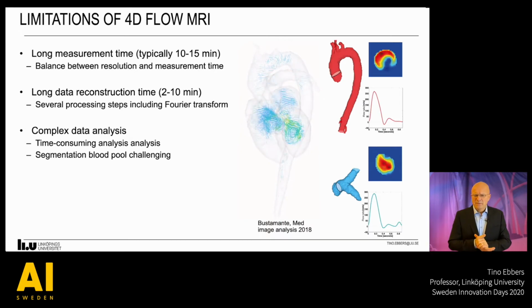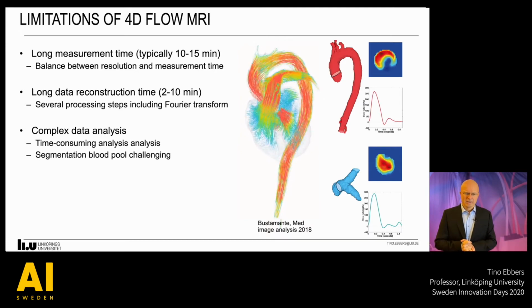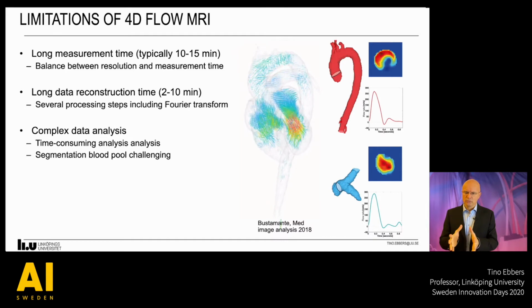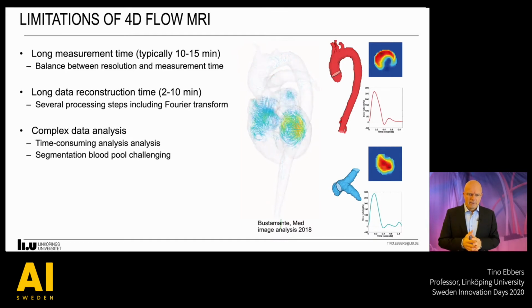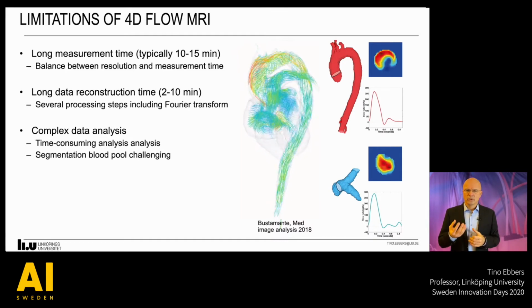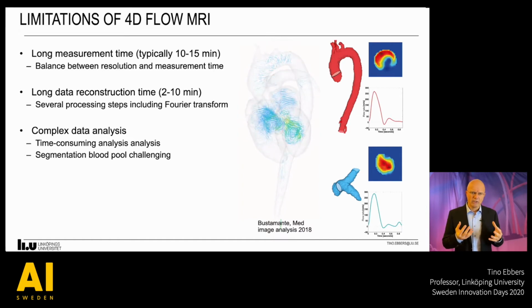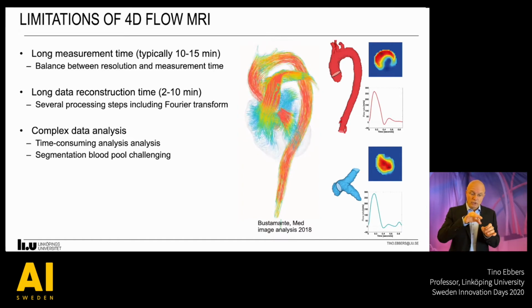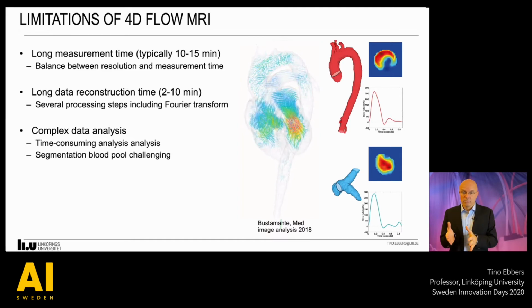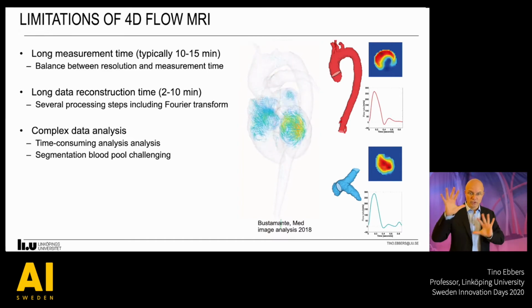And the last one is maybe even the most important one. It's a very complex data analysis. It looks very nice, these images, but it's quite time consuming to do this analysis, because you don't have a real segmentation, as we call it. You don't know what is blood or what is some other tissue. You just get velocities everywhere.